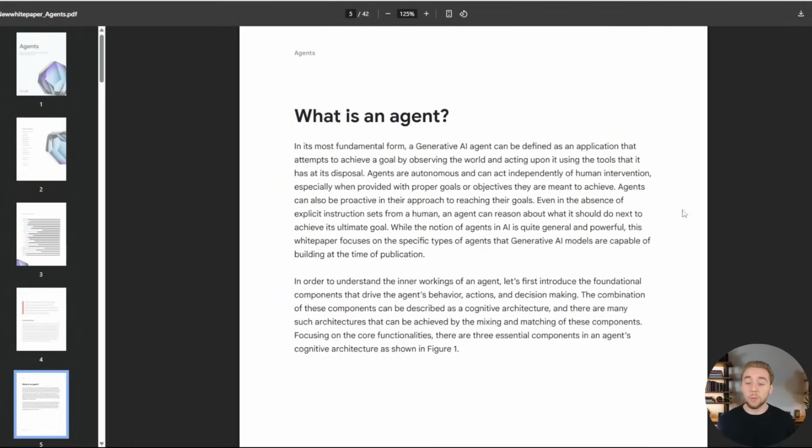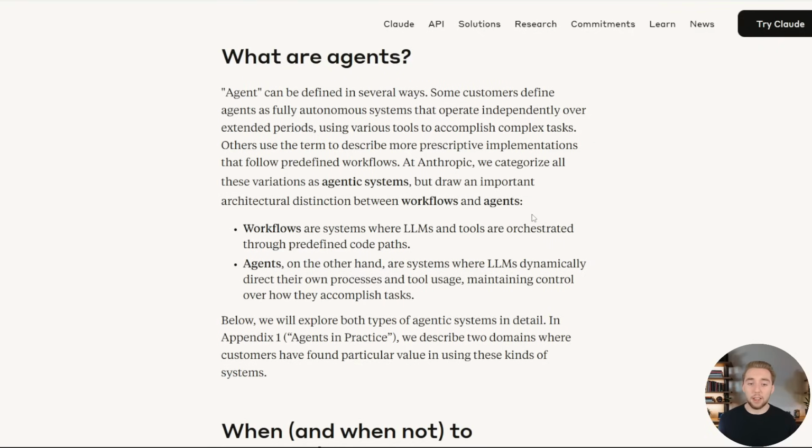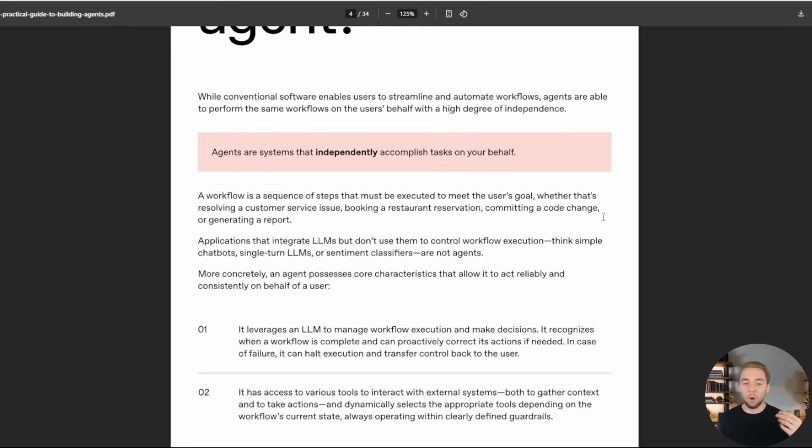And just to show you what that looks like in each of these guides really quickly, within the Google paper, they say that an agent can be defined as an application that attempts to achieve a goal by observing the world and acting upon it. And then within the Anthropic article, an agent is a system where the LLM dynamically directs their own processes and tool usage. So very, very similar. And then within our OpenAI guide, they have an even shorter definition. Agents are systems that independently accomplish tasks on your behalf.